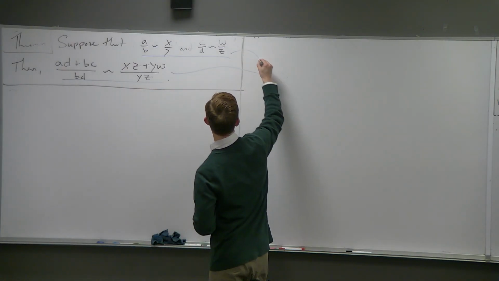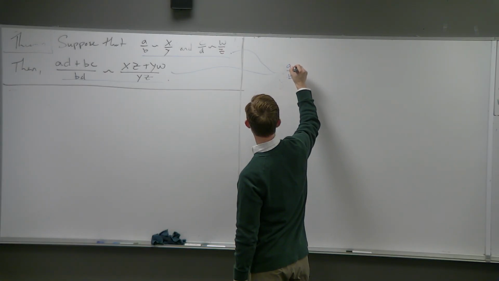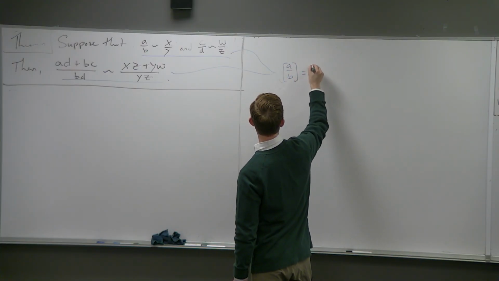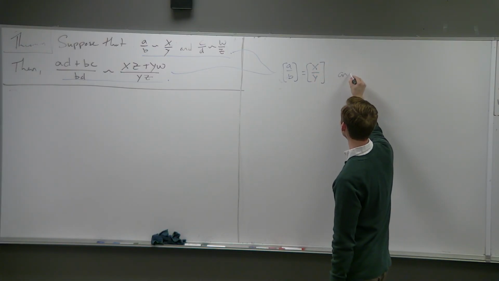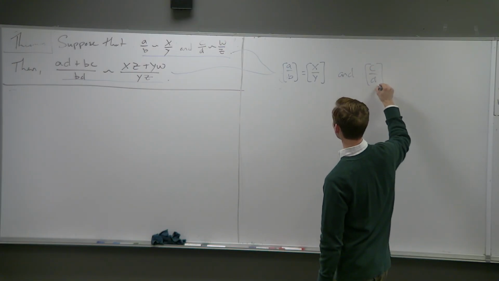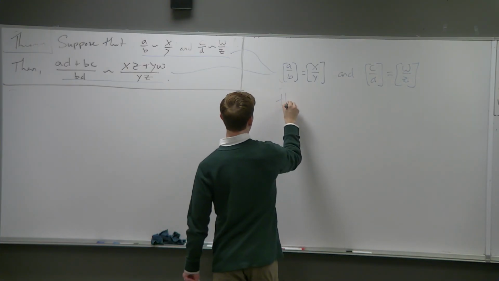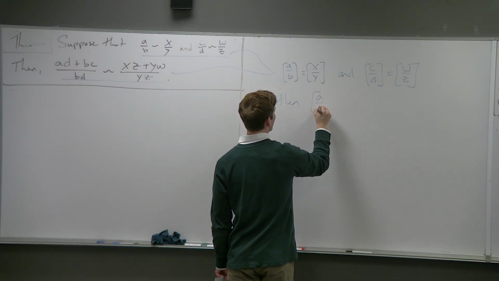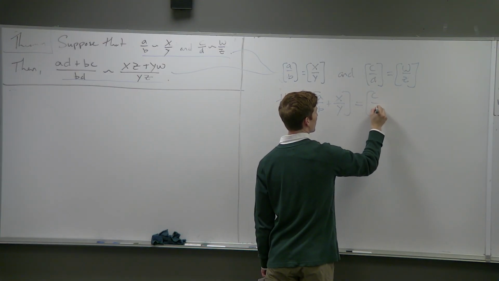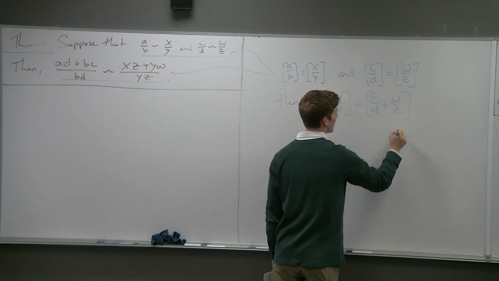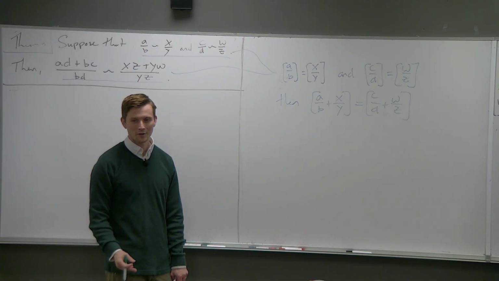Okay, so look at these conditions here. What these are telling us is that if A over B has the same equivalence class as X over Y, and C over D has the same equivalence class as W over Z, then A over B plus C over D has the same equivalence class as X over Y plus W over Z. Does that make sense? This is exactly what we were talking about before.